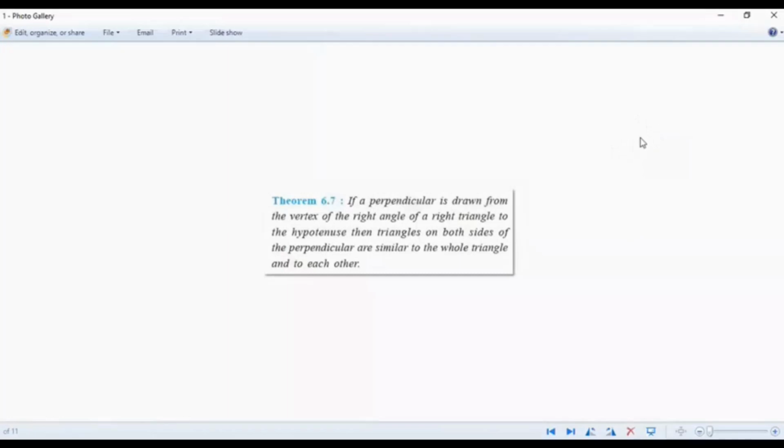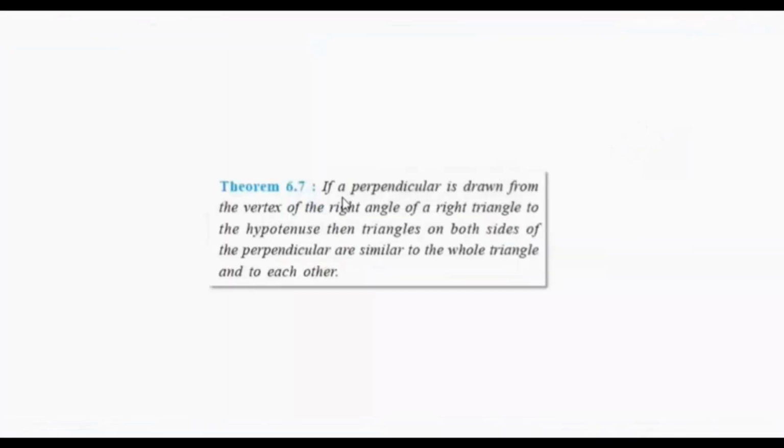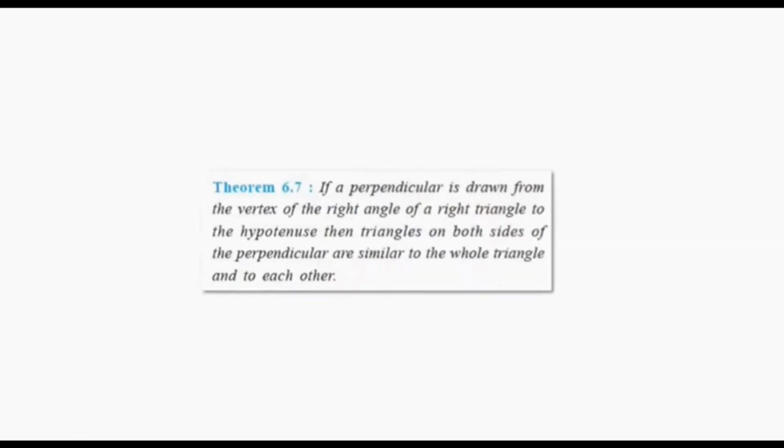And before that, we have a short theorem, and this is the theorem. If you can read here. And using this theorem, we will prove Pythagoras theorem. This is not much important, but this is a theorem we have to use to prove Pythagoras theorem. Okay, so just to read this theorem: if a perpendicular is drawn from the vertex of a right angle triangle to the hypotenuse, then triangles on both sides of the perpendicular are similar to the whole triangle and to each other.